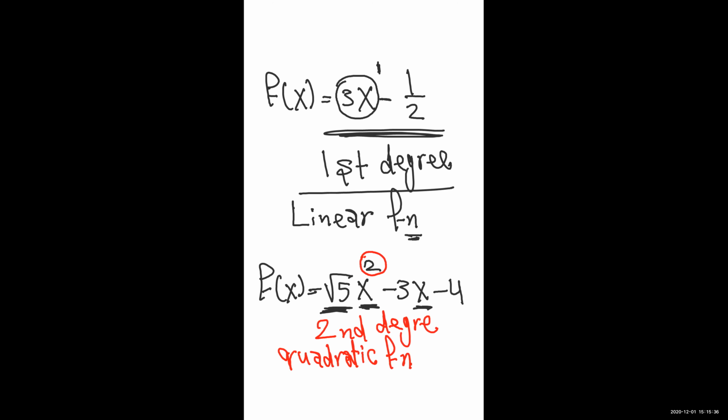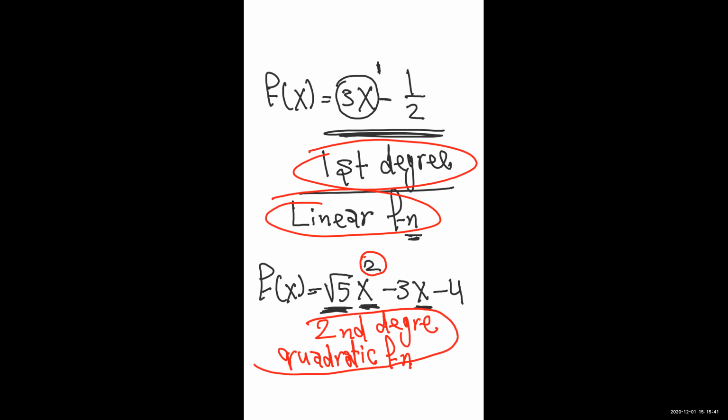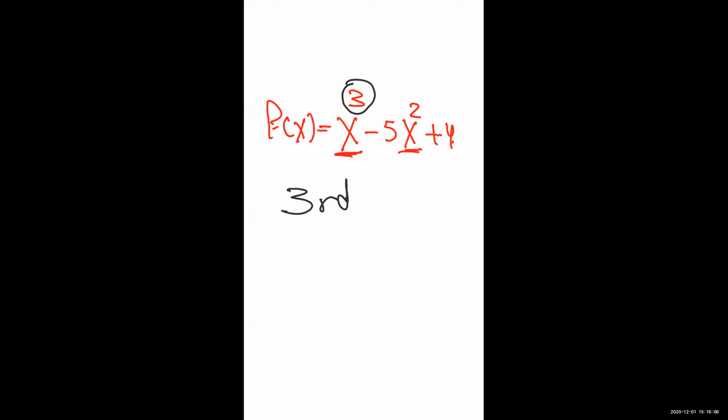So if it's at the first degree, it's a linear function; second degree, quadratic function. Okay, the last one, if it's like this, f of x equals x power 3 minus 5x power 2 plus 4. Now, what is the highest degree, or the highest power, here? Actually, it's a 3. So this one is at the third degree. Third degree means cubic function.